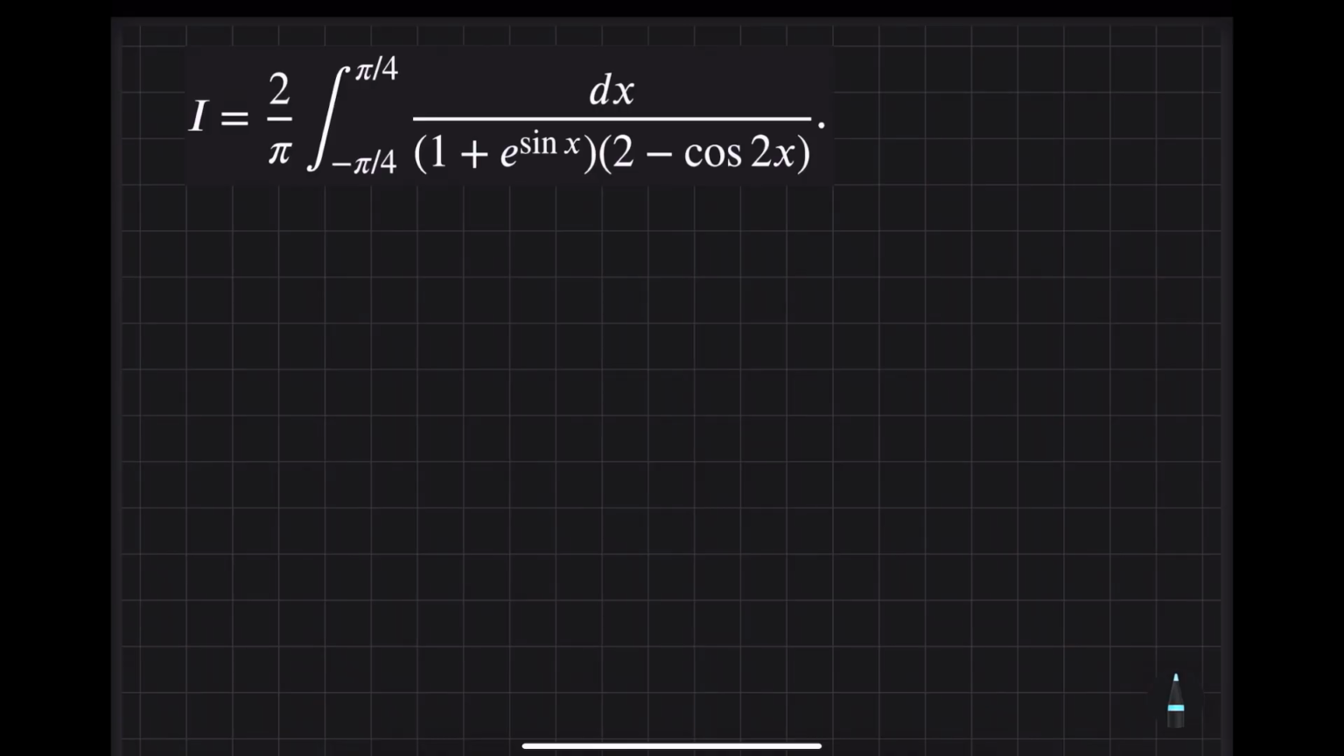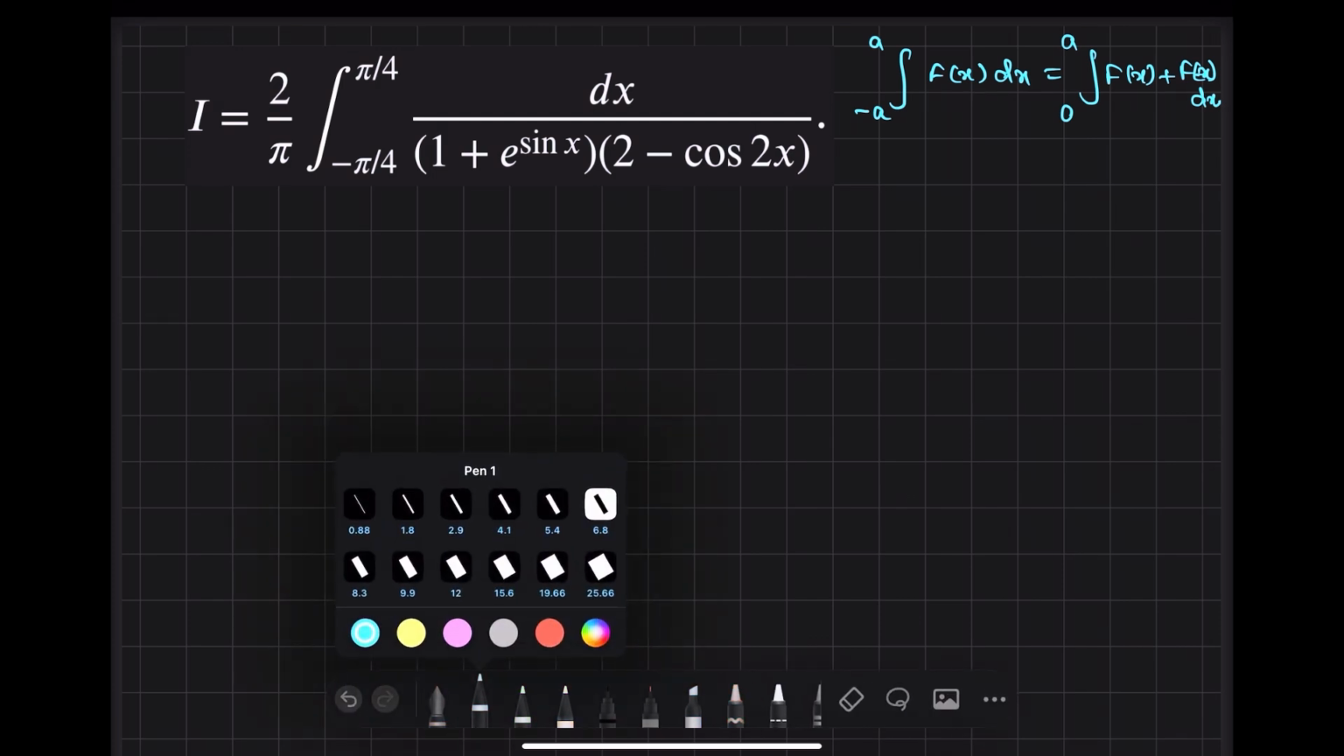So we got this situation to handle. We have to integrate 2 by pi from minus pi by 4 to pi by 4. Look at this, again you are observing limits from minus a to a. If you have this kind of situation, you know that you have to write 0 to a, f of x plus f of minus x, and then dx. So we will apply the same logic over here and let's see what happens next.